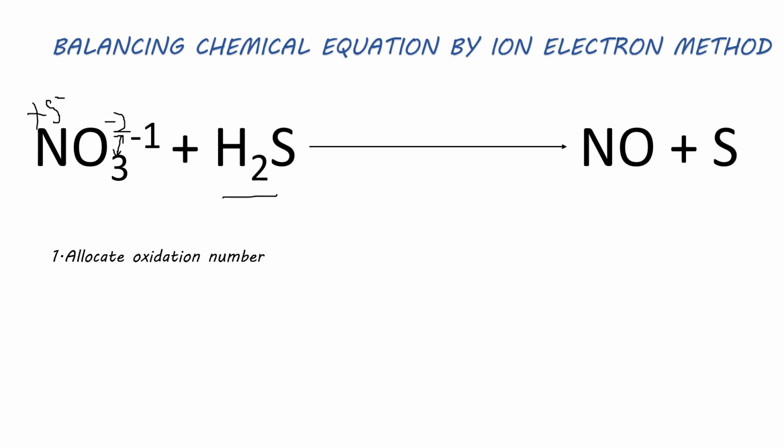In this kind of equation, we have to cross multiply like this. First, keep in mind, right hand side negative, left hand side positive. Here H is 2, so we place 2 here. Here sulfur has 1, so we place 1 here. And these are the oxidation numbers.